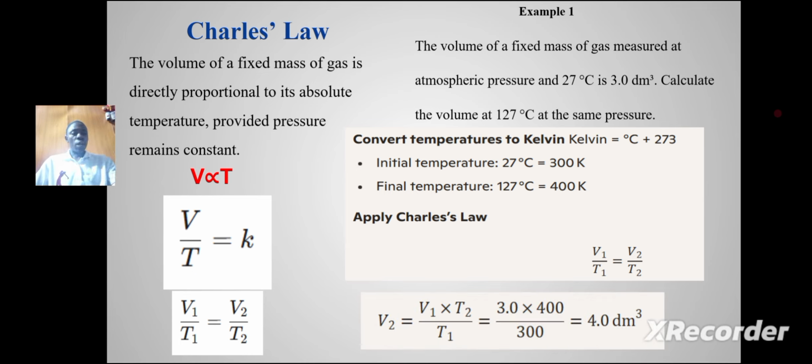When we apply the law, we make V2 the subject of the formula, because that's what we are looking for. So calculate the volume. We would have that V1 times T2 over T1 gives us V2. When we substitute, V1 is the first volume, given as 3 dm cube, T2 is the second temperature, given as 400 Kelvin, and T1 is the first temperature, given as 300 Kelvin. Once you substitute, multiply and divide, you get that V2 is 4 dm cube. Take note.